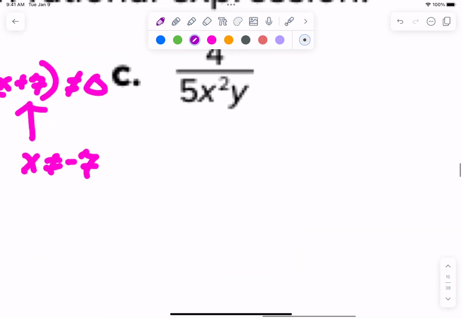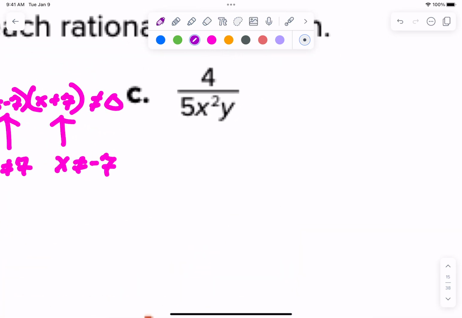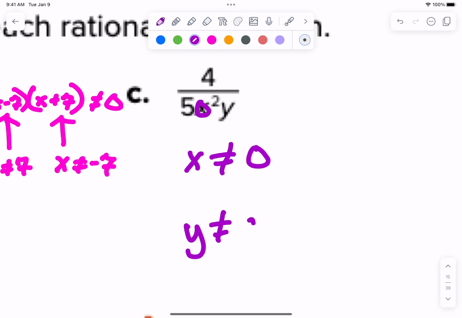So that's B. C, we have two variables in the bottom, right? So we have to say, what can X not be and what can Y not be? Anybody have any guesses? 0. If X is 0, I would have 0 squared, which makes the whole thing 0, right? What about Y? Also 0. If 0 is here, anything times 0 is 0, right?